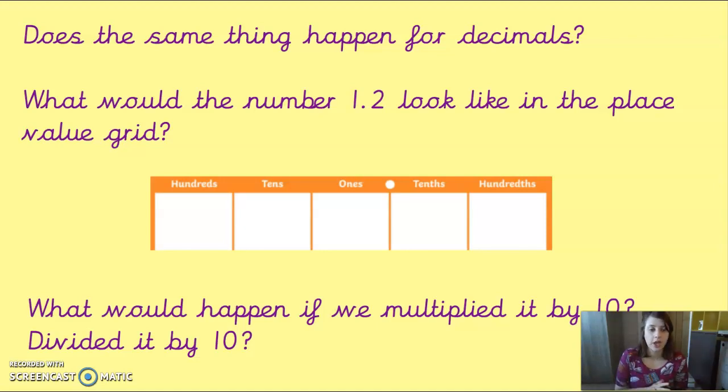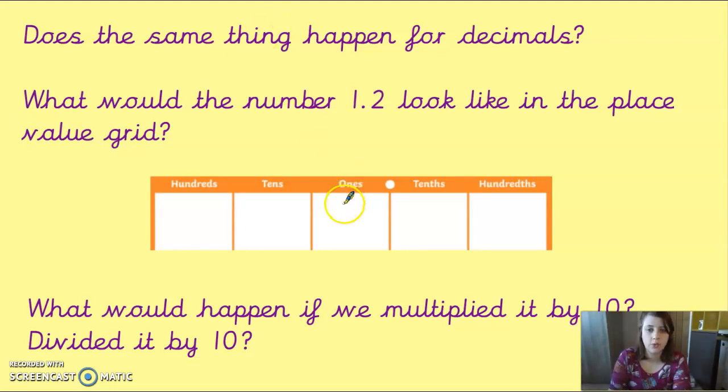So what I want you to do is have a go. If you need to draw out the place value grid, you can. Have a go at writing 1.2 or drawing 1.2 in the place value grid and then multiplying it by 10 and dividing it by 10. And then come back when you are ready.